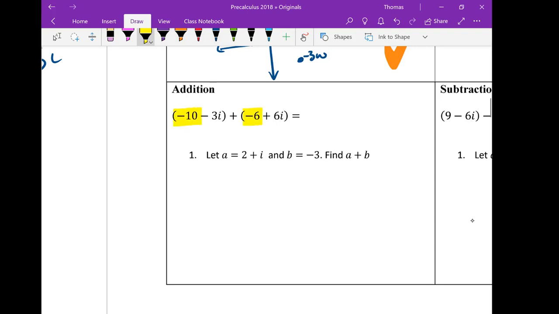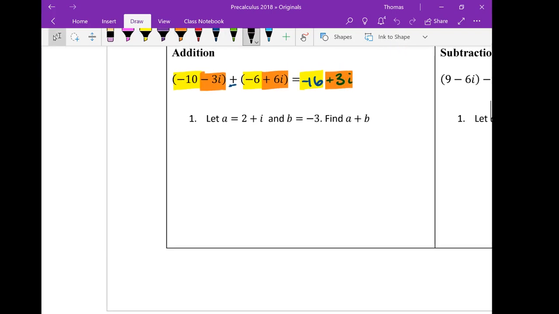We have a negative 10, we have a negative 6, and they're being added up. So negative 10 plus negative 6 is just going to give me negative 16. Then we have a negative 3i and a positive 6i, and they're being added up. So negative 3 plus 6 should be positive 3i. So just matching up our terms, combining like ones.